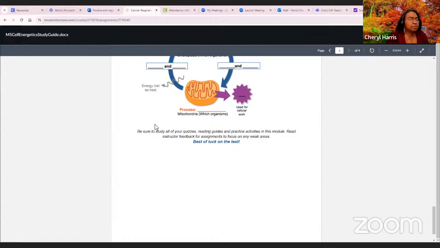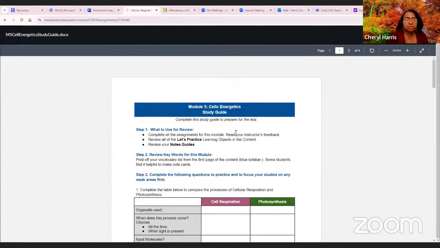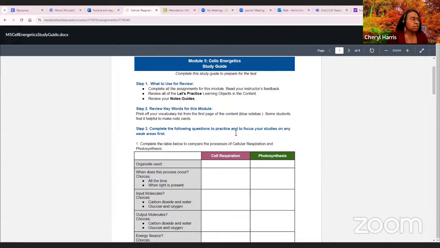For the person I just let in just now, we are working on these. You can find this on your things to do today, the cellular respiration study guide.